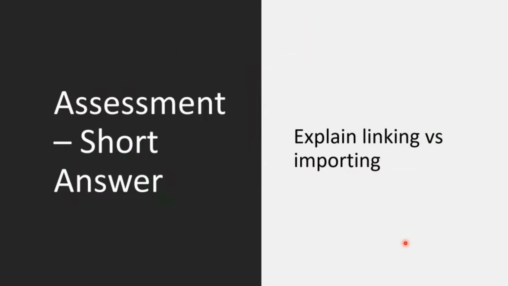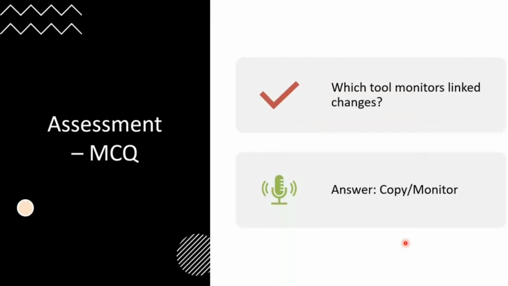For assessment, a short question is, explain linking with importing. I think you now understand the difference between linking and importing in a file. Second assessment question is, which tool monitors linked changes? As we said earlier, copying and monitoring is important, and a powerful collaboration tool in Revit that you need to use in order to keep updated with the changes in the linked files.